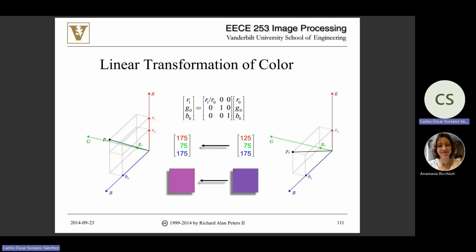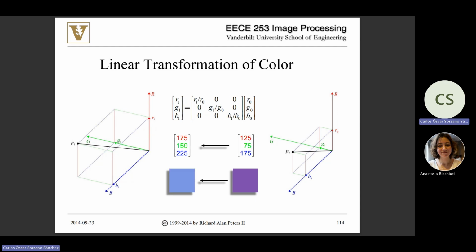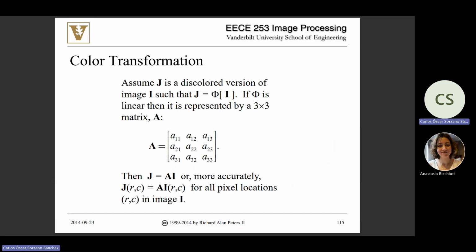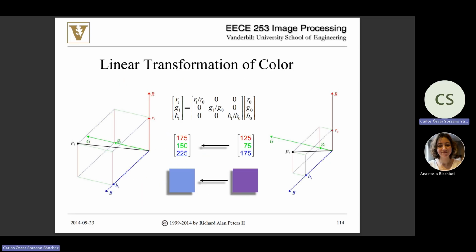Very good. Then you can apply the scaling factor in green, you can apply the scaling factor in blue, and you can apply it in the three of them. And in general, a linear transformation will be some full matrix. So if you look at these matrices, they have a lot of zeros. So a lot of zeros means the green and blue channels are not affecting the red.